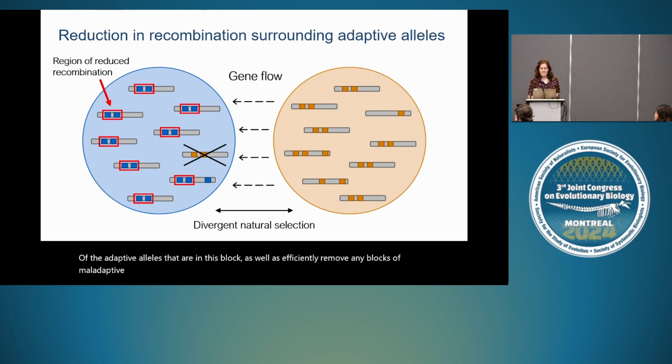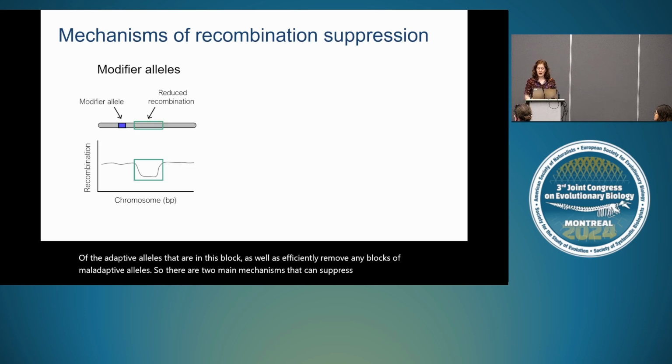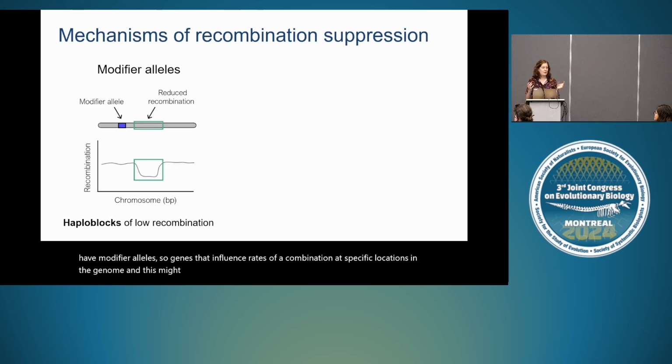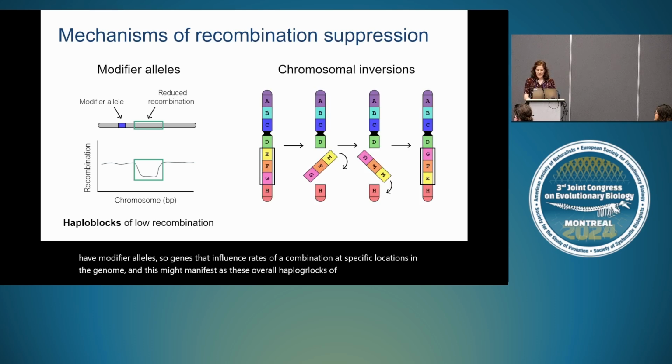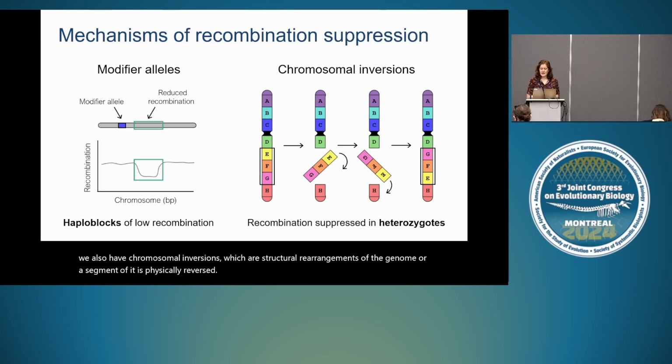So there are two main mechanisms that can suppress recombination. We have modifier alleles, so genes that influence rates of recombination at specific locations in the genome, and this might manifest as these overall haploblocks of low recombination. And we also have chromosomal inversions, which are structural rearrangements of the genome where a segment of it is physically reversed. And with this, recombination is suppressed in inversion heterozygotes. There are a few other mechanisms, but these are just the main ones that are the focus of the talk for today.